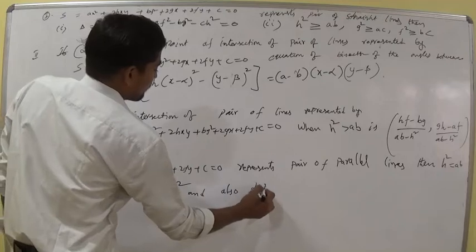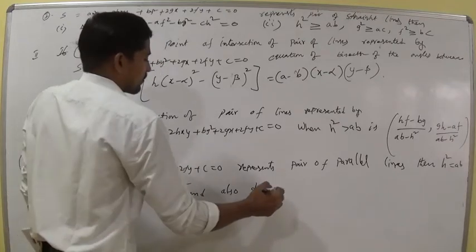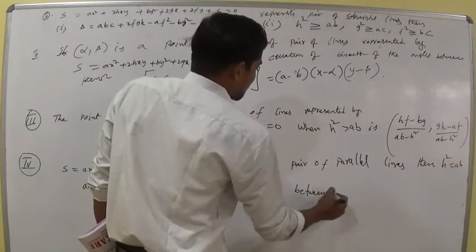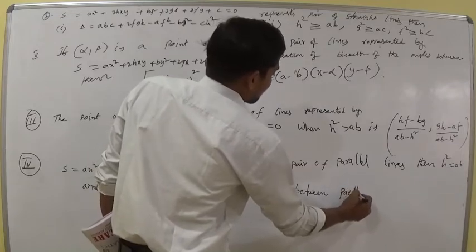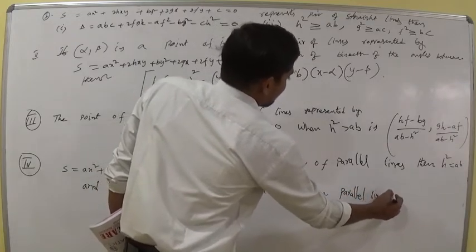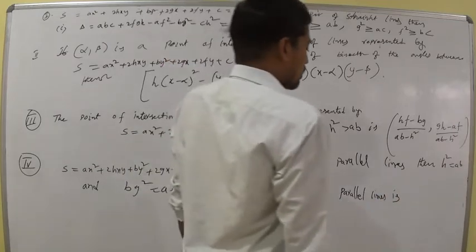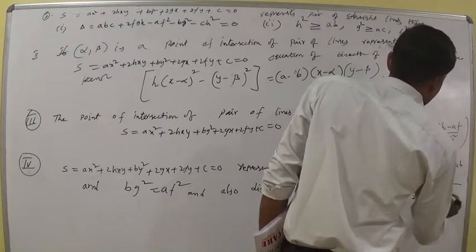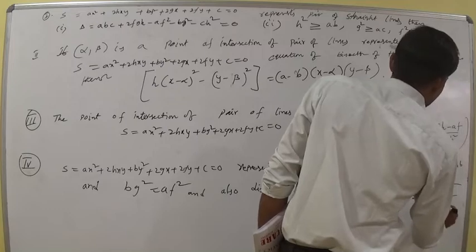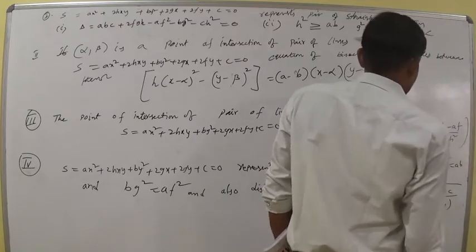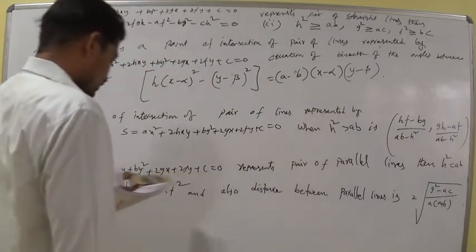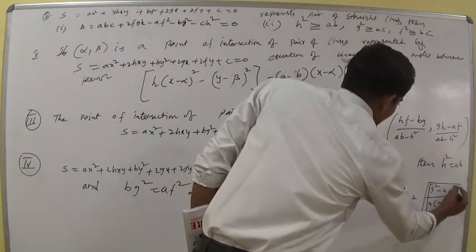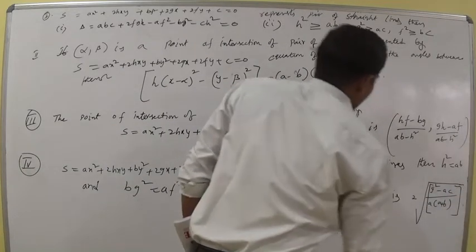Distance between them means, watch here, parallel lines. The distance between parallel lines is square root of 2 into square root of g square minus ac by a into a plus b, close the bracket, right?